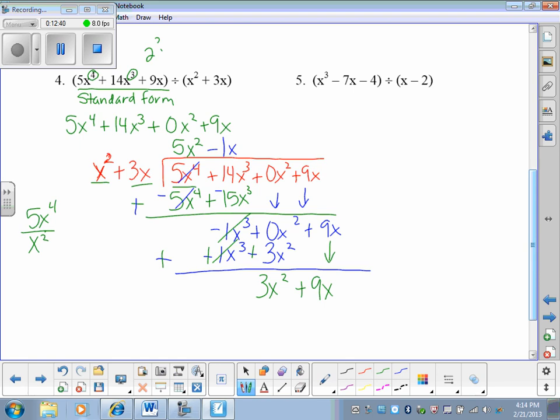and I say, all right, how many times does x squared go into 3x squared? It will go evenly 3 times. So 3 times x squared is going to be 3x squared plus 3 times 3x is 9x. And this one happens to go in evenly. And so there is no remainder. So my answer for this one is going to be this right here, this 5x squared minus 1x or minus x plus 3.